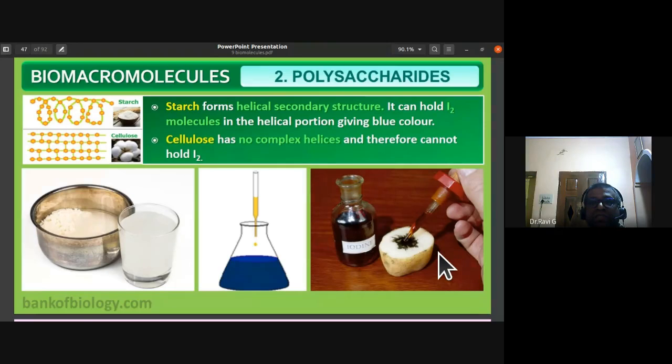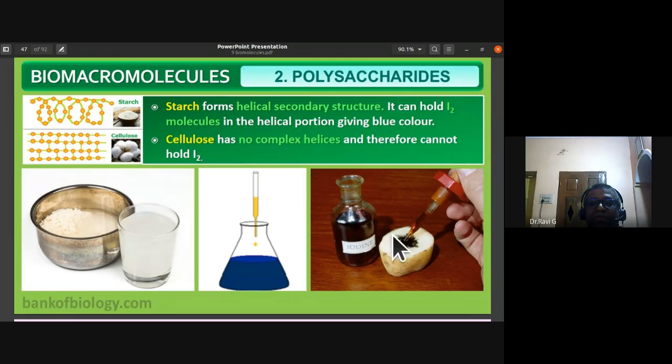Glycogen is the reserve food material of animal cells. Starch is the reserve food material of plant cells. Starch forms a helical secondary structure. It can hold I2 molecules in the helical portion, giving a blue color. Cellulose has no complex helices and therefore cannot hold I2.